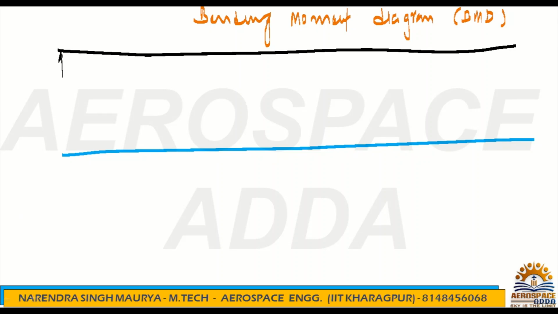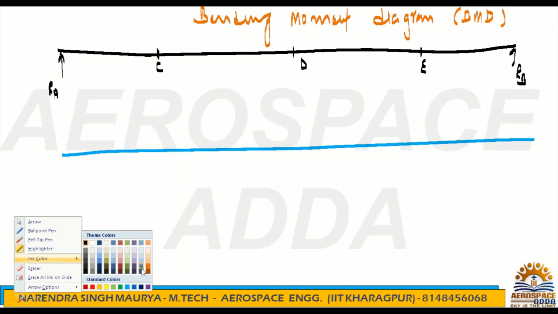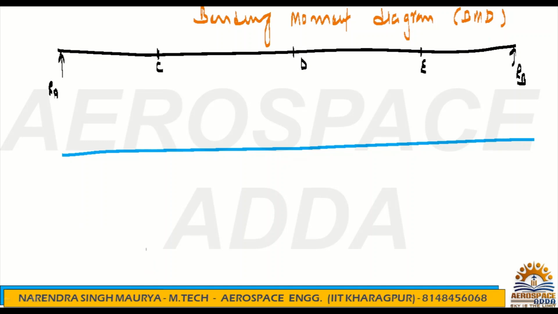It will be easy for A, RA, RB. This is point C, D point, and this is E point. We have 3 points, and at each point you have a force. So at point C, what is the force? At point C we have 5 Newton. At point D we have 10 Newton. At point E we have 8 Newton, right?